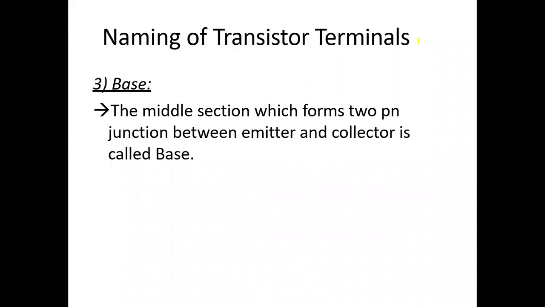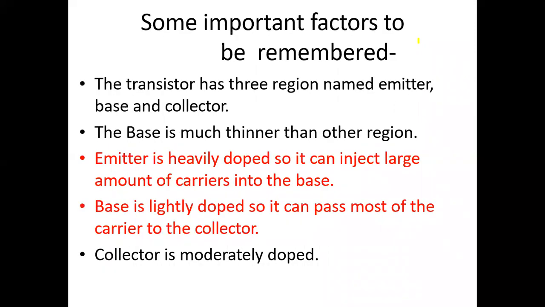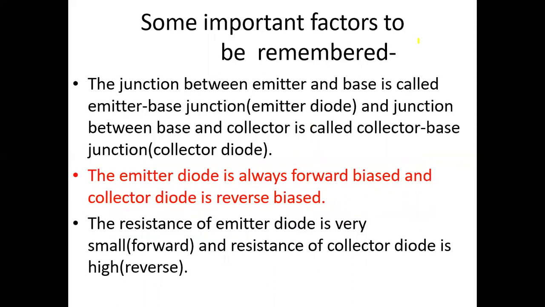And the middle part is called the base. An important factor to remember is that the transistor has three regions named emitter, base, and collector. The base is much thinner than the other regions. The emitter is heavily doped, so it can inject a large amount of carriers into the base. The base is lightly doped, so it can pass most of the carriers to the collector, and the collector is moderately doped.